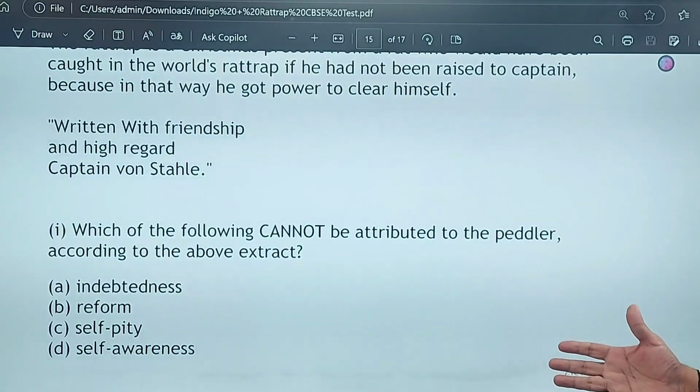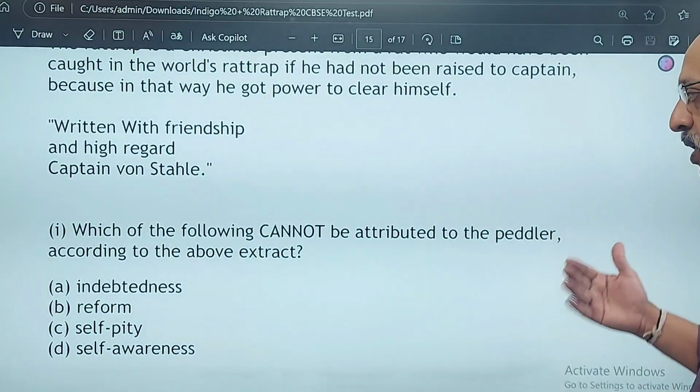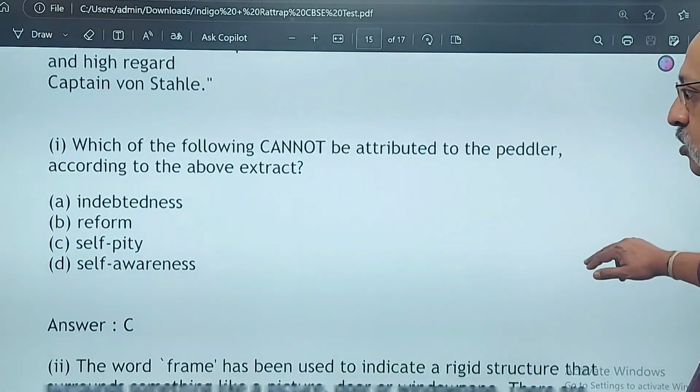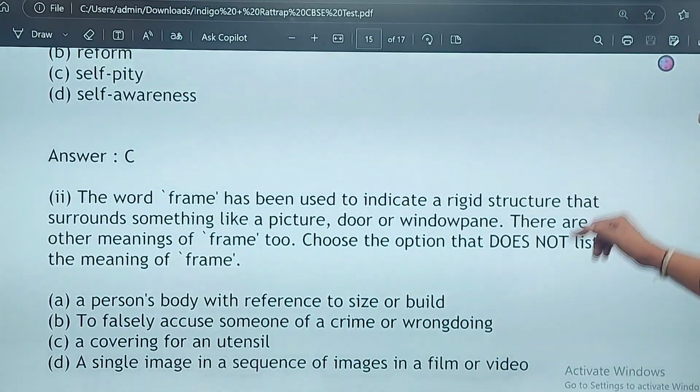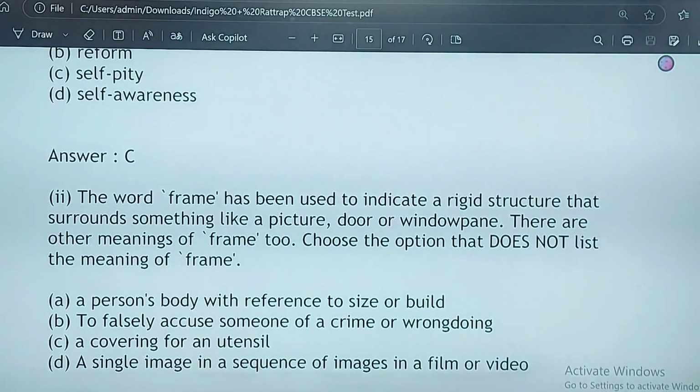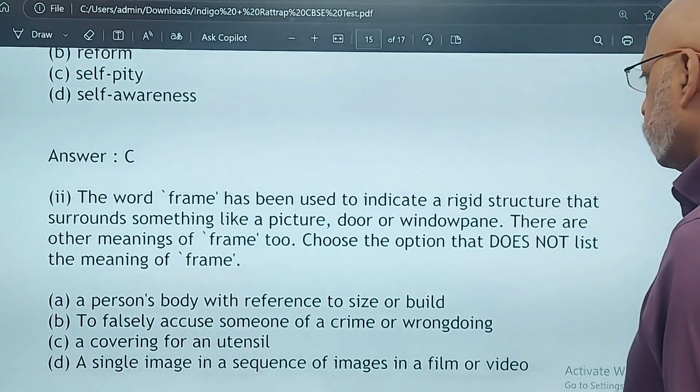Cannot be attributed. So he's not feeling pity. So C. The word frame has been used to indicate a rigid structure that surrounds something like a picture. Please read the question. Choose the option that does not list the meaning of frame.